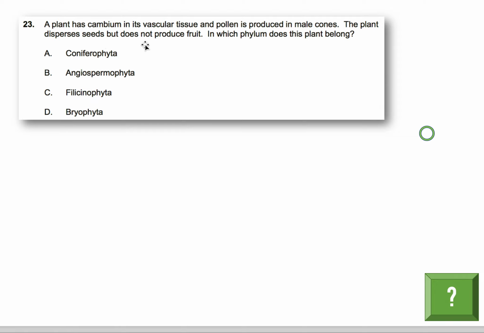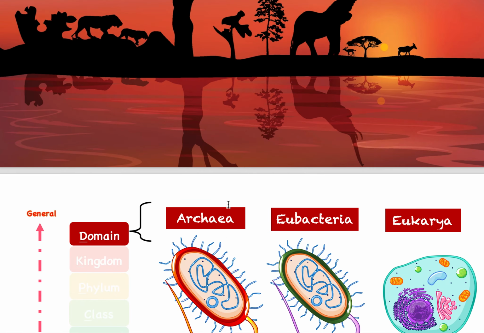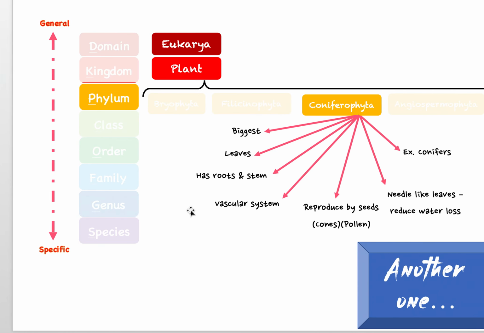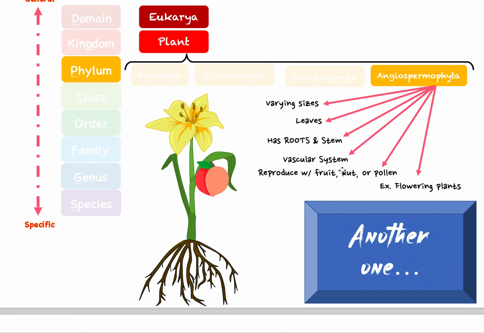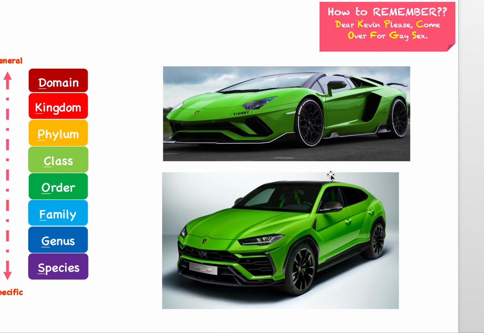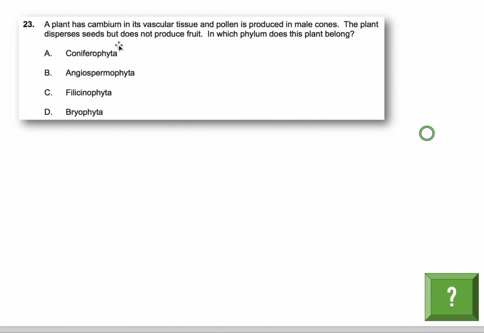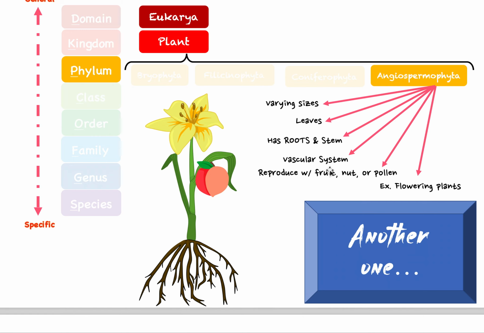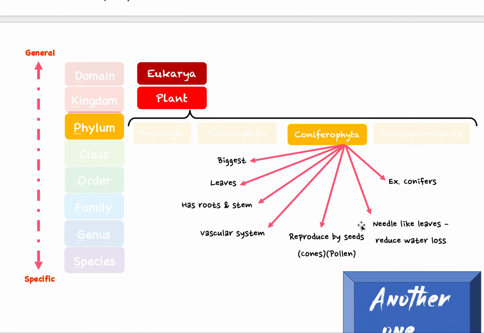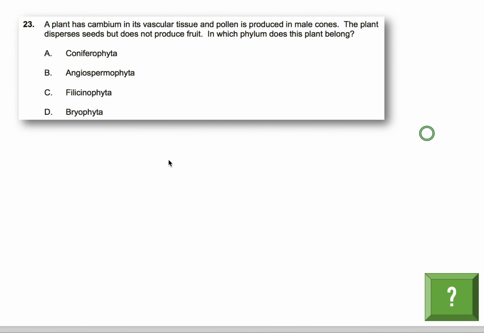The plant disperses seeds but does not produce fruit. So this is where we've got to be careful. Let me show you. Angiospermophyta produces fruit. Okay, so this is what gives it away here as well, because it's saying the plant disperses seed but does not produce fruit. So this confirms even more that it's not Angiospermophyta, because Angiospermophyta can produce fruit. But Coniferophyta has cones and they cannot produce fruit, and they have a vascular system. So this gives it away for the answer to be A.